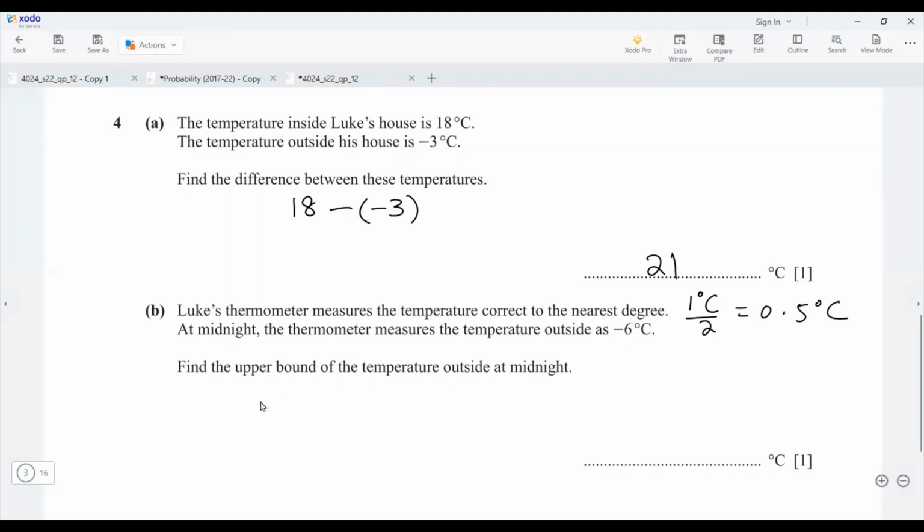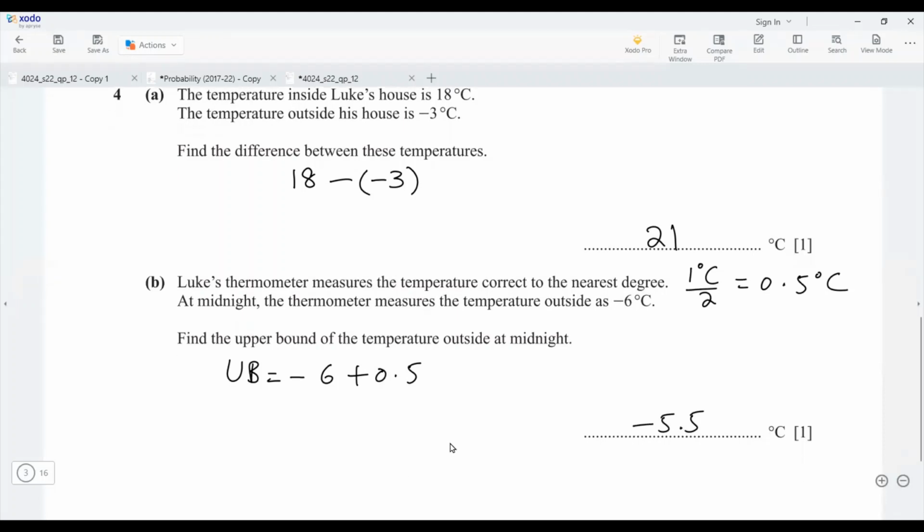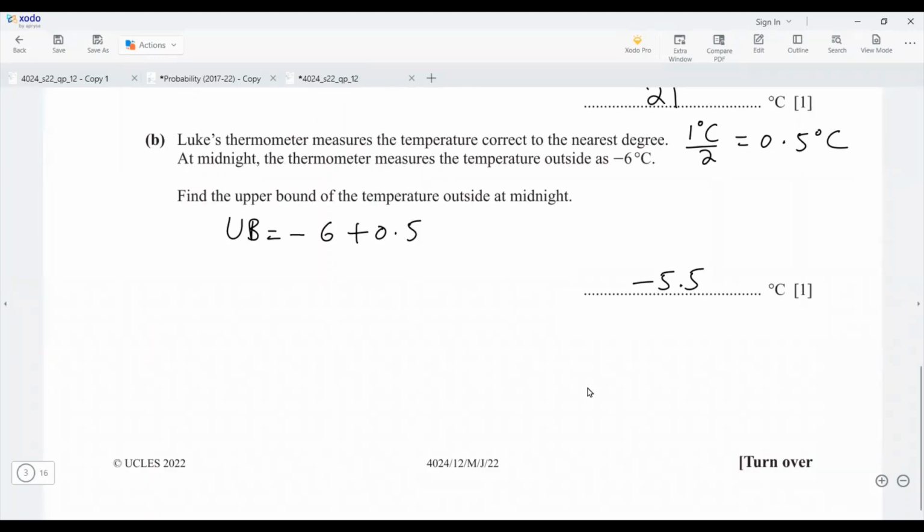What we have to do is find the upper bound. For finding the upper bound, we simply add the accuracy parameter, that's 0.5, to the temperature. So if we add 0.5 to -6, what's the result? The result will be -5.5. Subtract 0.5 from the bigger number, which gives 5.5, and the sign will be that of the bigger number, that's negative. So -5.5 degrees centigrade is the answer for part B, the upper bound of the temperature outside at midnight. So, moving towards question number 5.